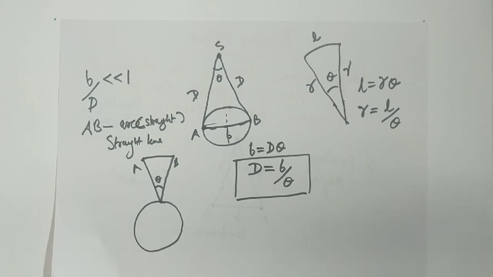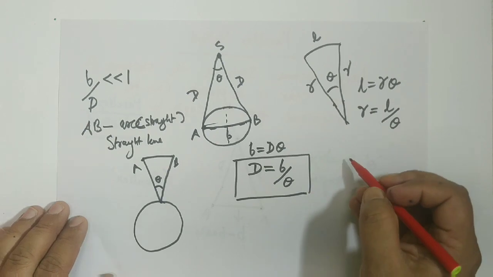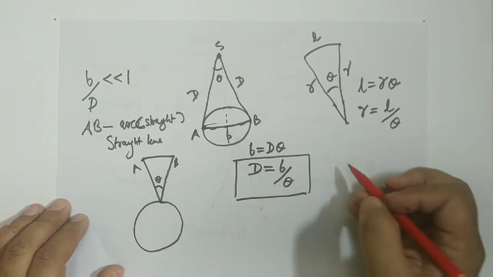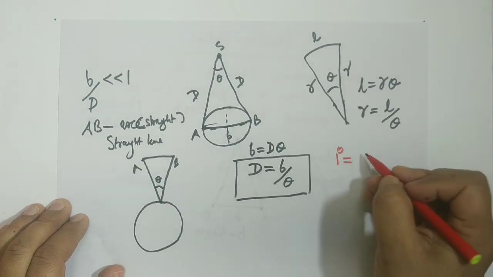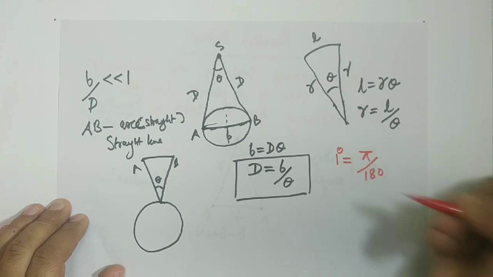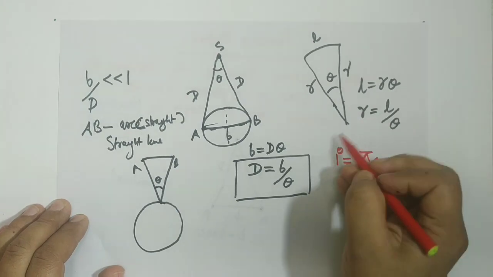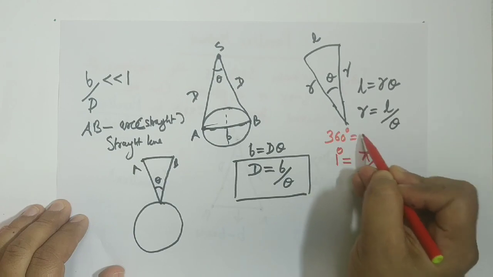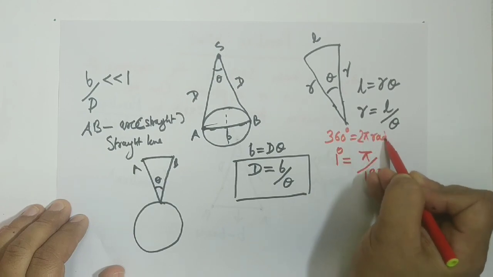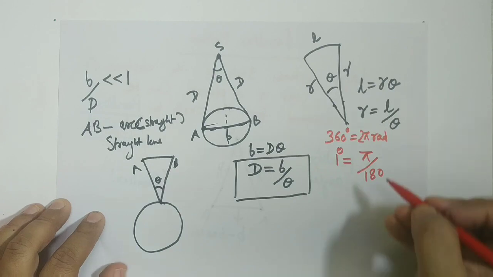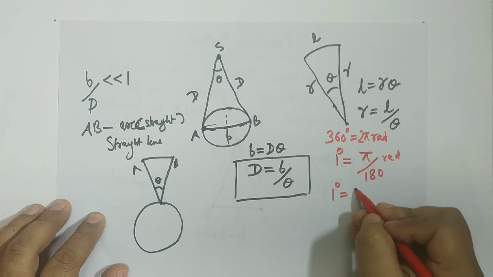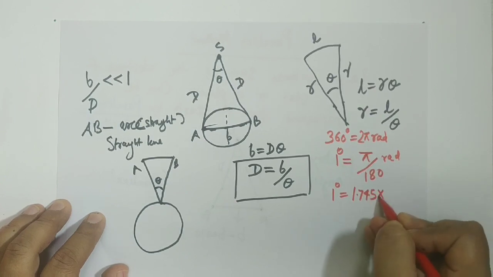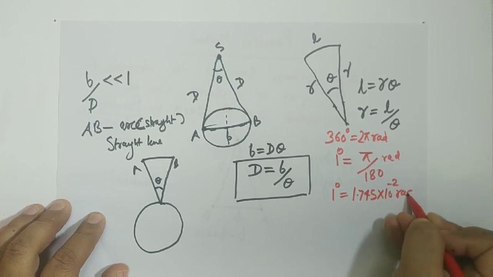And one thing I want to tell you, what it means by the relations. If I ask you what is 1 degree, everyone knows it is pi by 180. Yes or no? How? Because everyone knows that 360 degrees is 2 pi radian. So 1 degree is pi by 180 radian. You calculate it, so 1 degree comes to 1.745 into 10 to the power minus 2 radian.